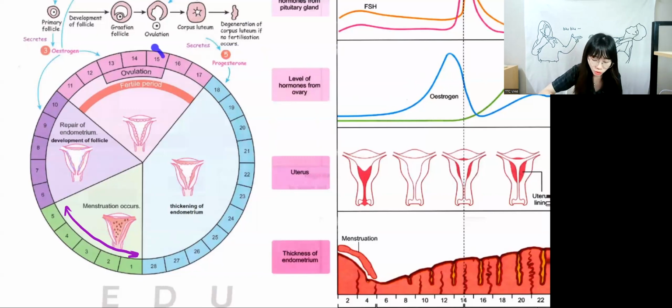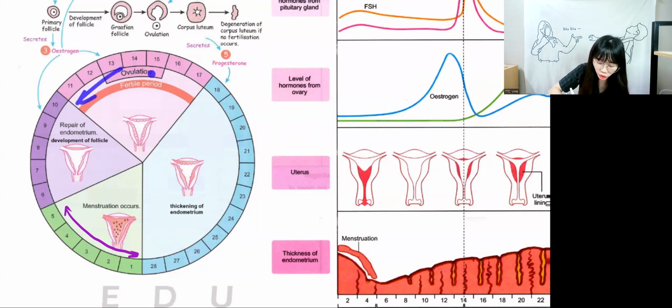Okay, and then we have ovulation. We have mentioned what ovulation means. Ovulation means that they will release secondary oocytes. In biology, actually in general, we will learn on day 14. Day 14 is the ovulation time. It means on day 14, the woman will start to release secondary oocytes.